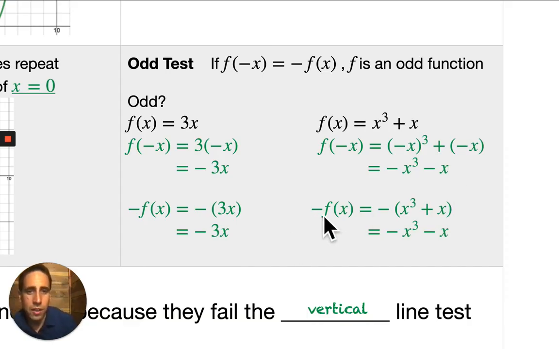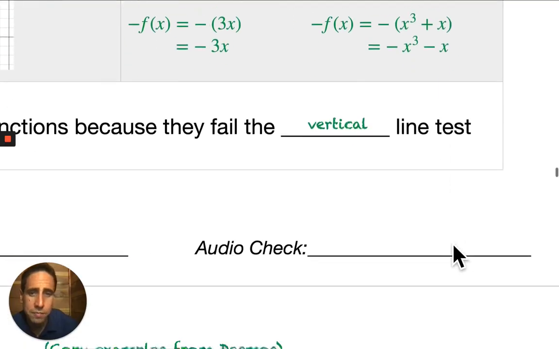All right, let's do the next one. On the right-hand side, what is negative f of x? Well, negative f of x is equal to negative, and then all of f of x inside parentheses right here. And if you want to get rid of those parentheses, you have to distribute to both terms on the inside.